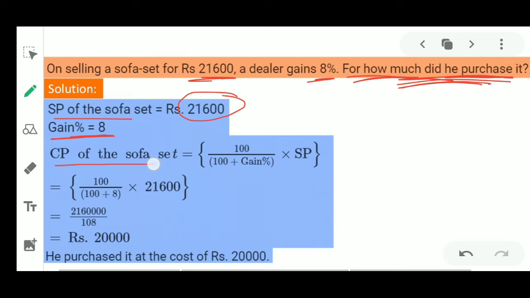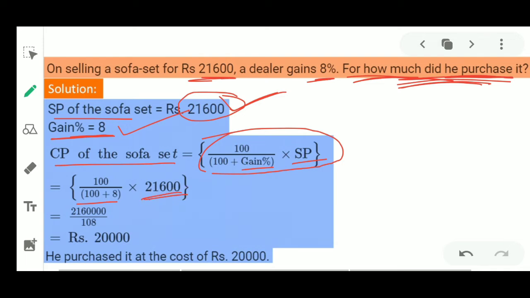So cost price of the sofa set equals, as you can see here, selling price is given and gain percent is given. So when you have the selling price and gain percent, the formula for CP will be 100 by (100 plus gain percent) multiplied by SP. Now put the value of gain percent and SP, it will become 100 by (100 plus 8) multiplied by 21,600.